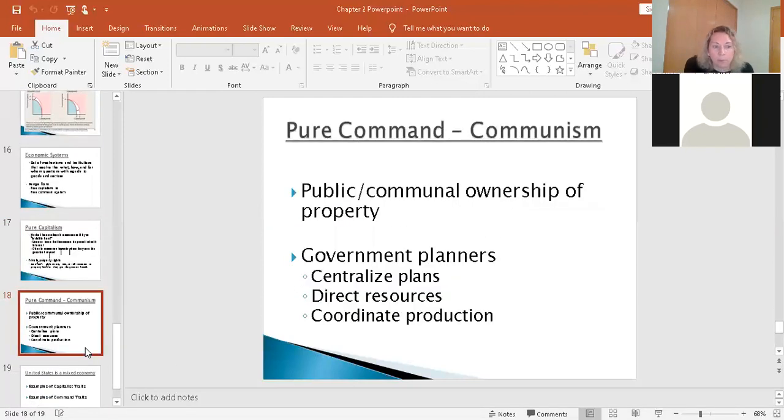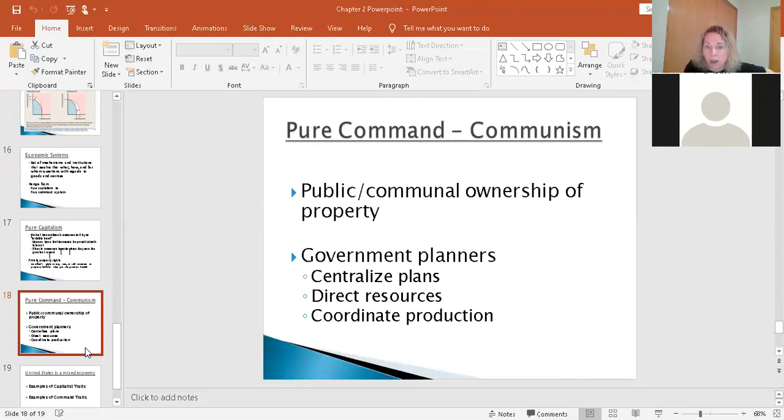All right, now let's talk about pure command. Are the slides on BB Learn is the question. Yes, Colby, no, they are not on BB Learn, they're on Cengage. If you look over to the right-hand side, there is a Google Drive icon. They're all in there.